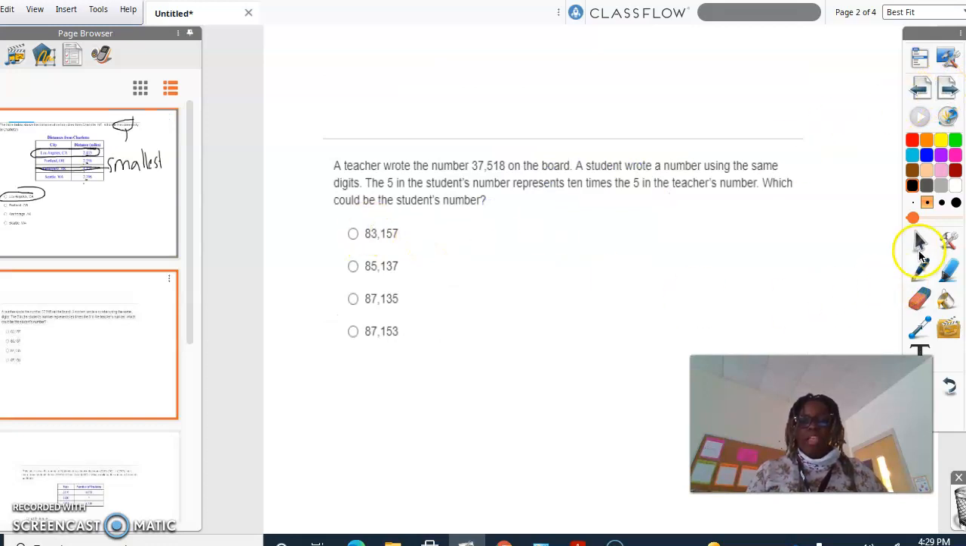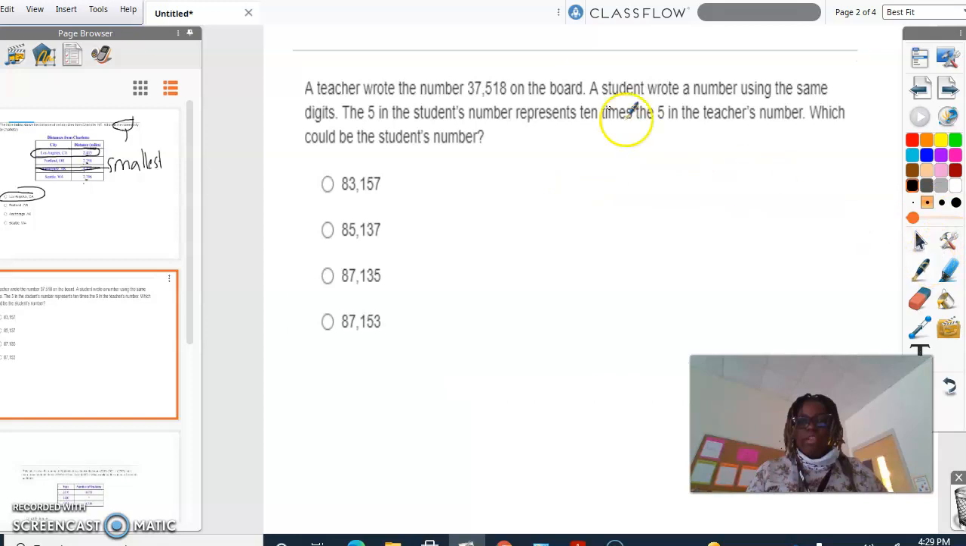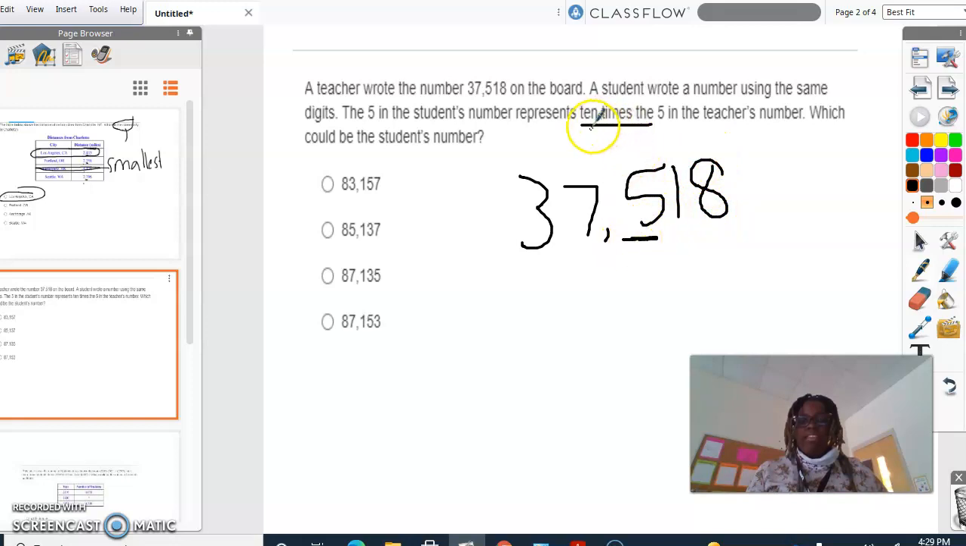All right, next one. A teacher wrote the number 37,518 on a board. A student wrote a number using the same digit. The 5 in the student's number represents 10 times the number that was on the board. So what number am I looking at? Good, I'm looking at the 5, and 10 times means how many loops? Good, one loop. So my 5 is going to go from the hundreds to the what place? Good, thousands. So which answer choice has a 5 in the thousands now?